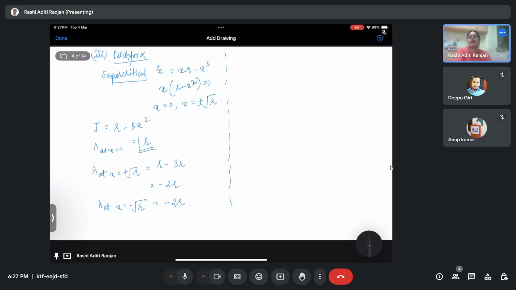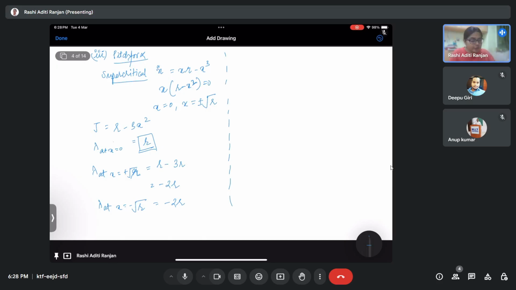Similarly, for x plus or minus of under root r, what is going to happen? For r less than 0, these roots are not even going to exist, because it is under root of r, so talking about their stability is actually wrong. They will exist only for r greater than 0, and for r greater than 0, both of them are going to be stable.